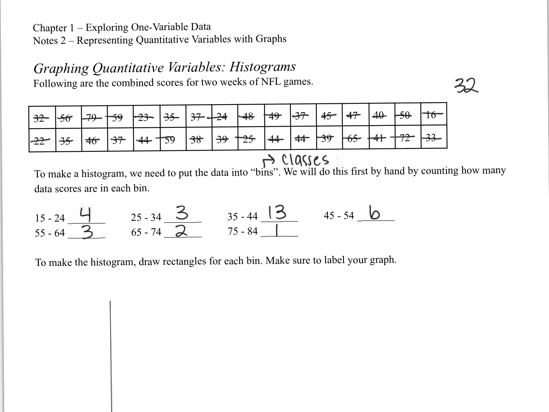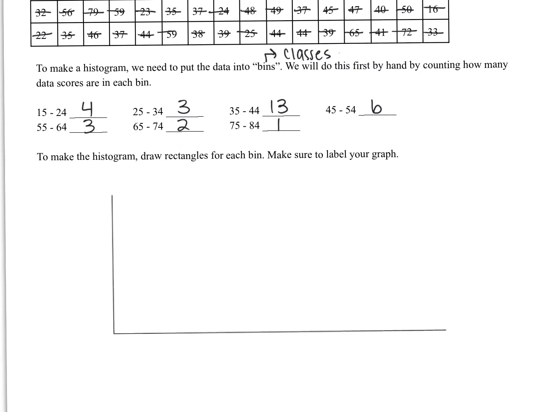So now I'm going to go ahead and create the histogram. So to create the histogram, I have to label it just like I did a bar chart. So the y-axis is going to be our count, and the x-axis is going to be what our data is looking at, which in this case is NFL scores. So I'm going to make my y-scale first, which I'm going to go up by 2, so I'm going to go from 2 to 14.